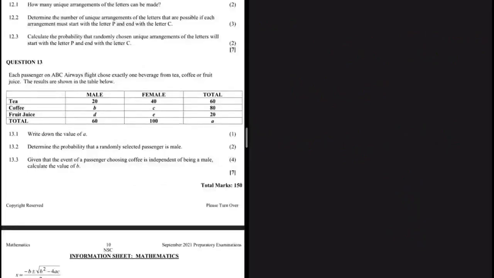Each passenger on ABC Airways flight chose exactly one beverage from tea, coffee, or fruit juice. The results are shown in the table below. We have male, female, we have tea, coffee, fruit juice, and then the totals. 13.1 says write down the value of A. We can see here that 60 is the total number of males, and then 100 is the total number of females, and then A is the total number of males and females.